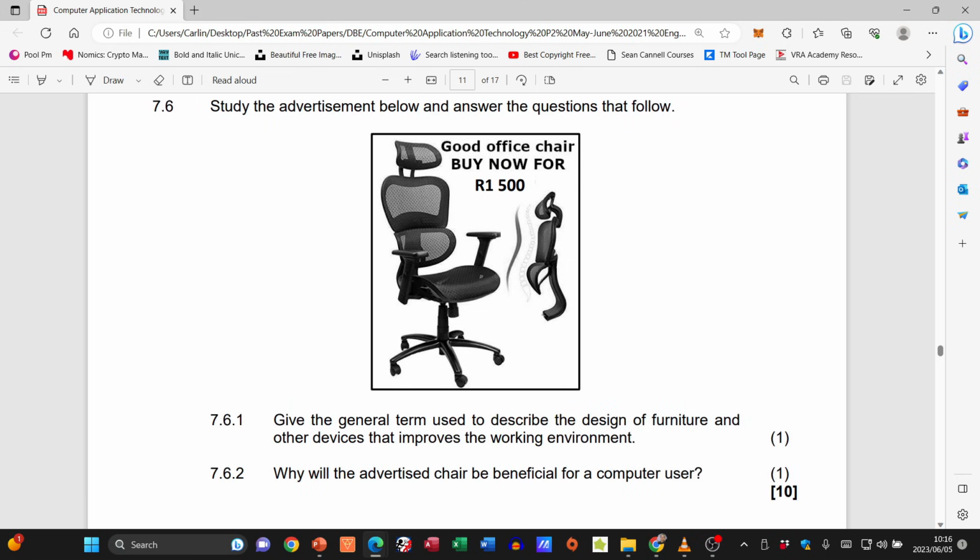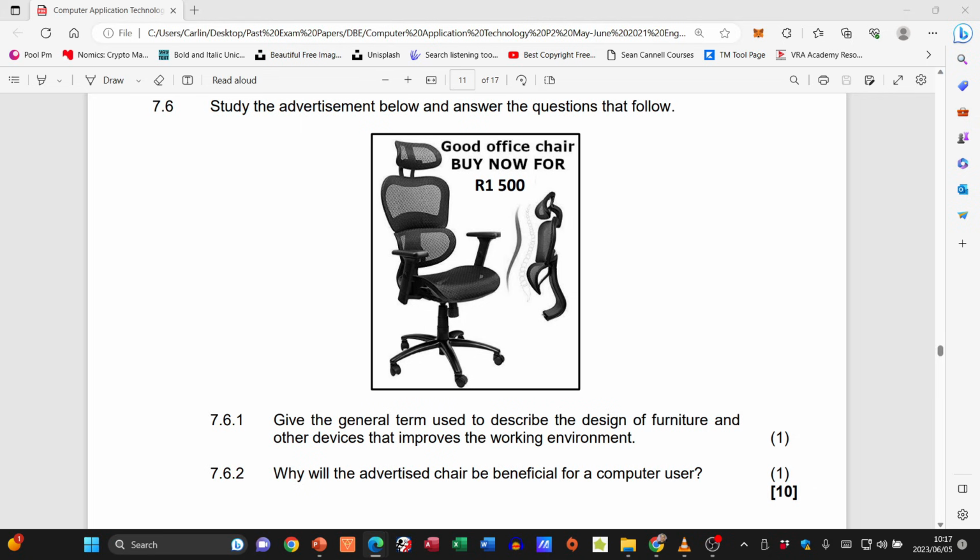Then we have an advert here, beautiful chair. Oh, 1,500. Okay. The reason I'm saying that is because this is a very nicely designed chair, like a nice ergonomically designed chair. You can see that it will fit to the shape of my back, of my neck. It'll give me that support. I love this. Very nice. 7.6.1. Let's have a look. What are they saying to us? Give the general term used to describe the design of furniture and other devices that improves the working environment. Well, just by looking at this, I answered that, which is ergonomics.